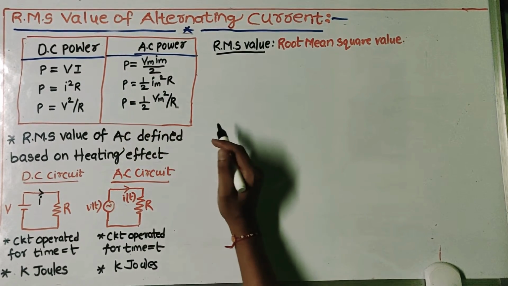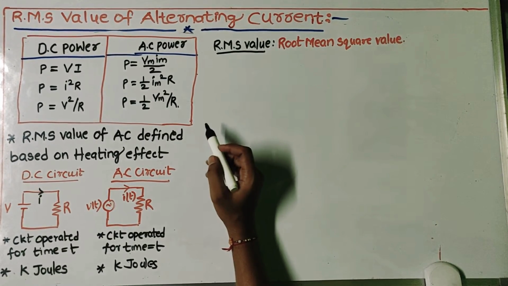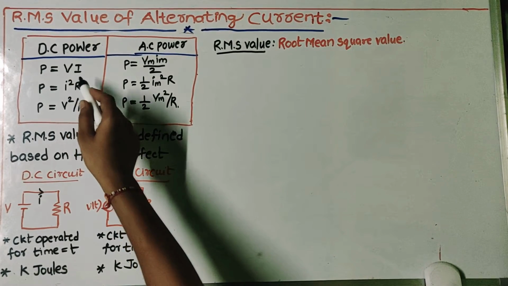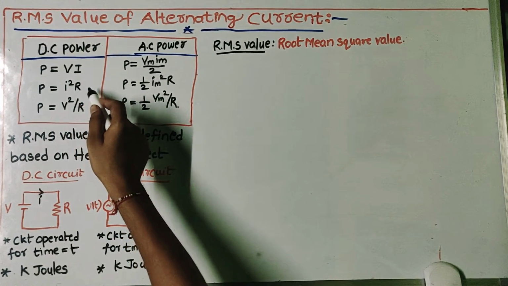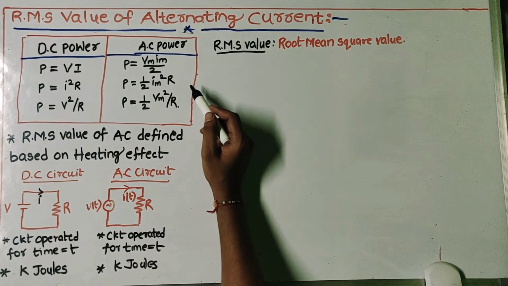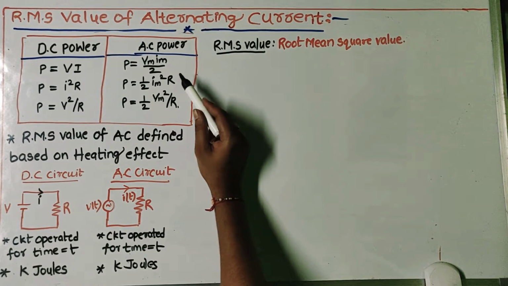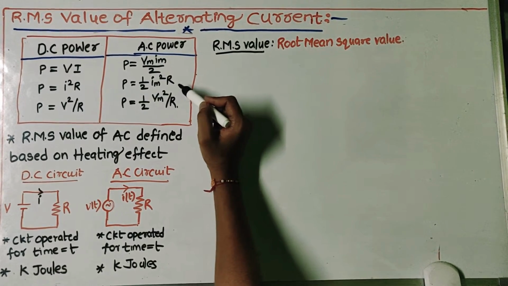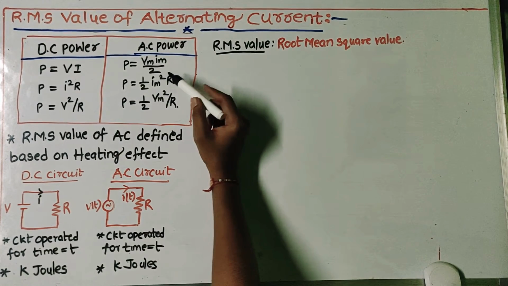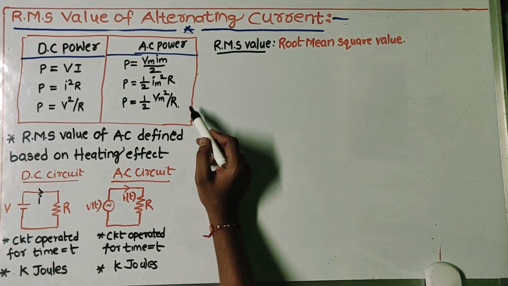Here I have written the formulas to calculate the power consumed by the resistor in a DC circuit and an AC circuit. In DC circuits, the power formulas are P equals V into I, P equals I square into R, P equals V square by R. In AC, when an AC voltage is applied across the resistor, the average power consumed by the resistor can be found using these formulas, where Vm is the peak voltage, Im is the peak current and R is the resistance. If you compare these two sets of formulas, they are not the same.